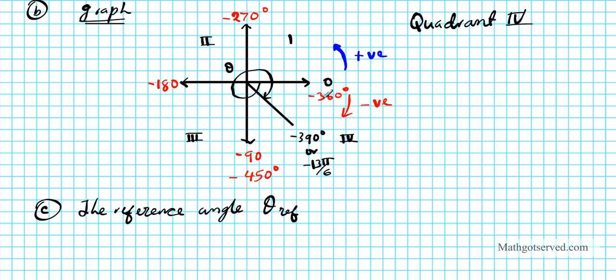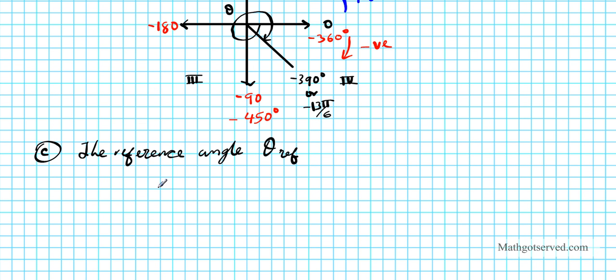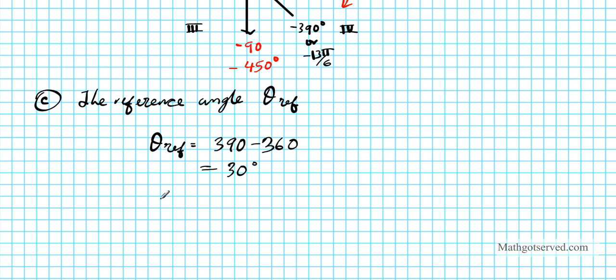So what's the degree of separation between these two, between 360 and 390? Remember, we don't care about the signs because the reference angle is always positive. So to find theta reference, all we simply do is go 390 minus 360. 390 minus 360 is 30 degrees. So there goes our reference angle in degree form.